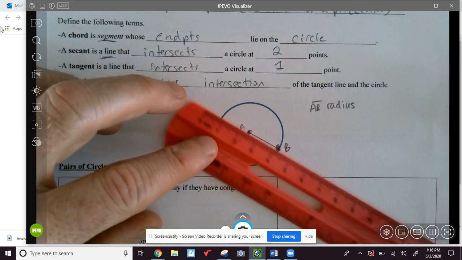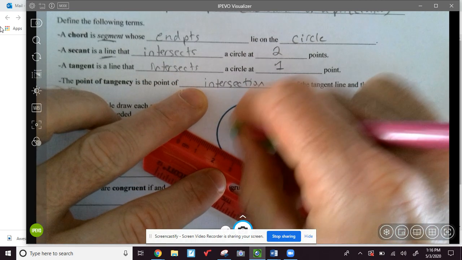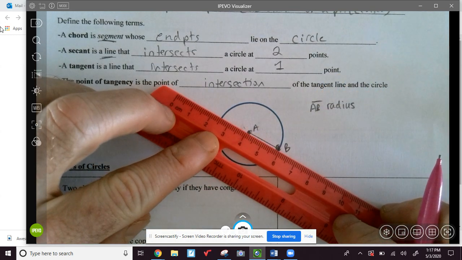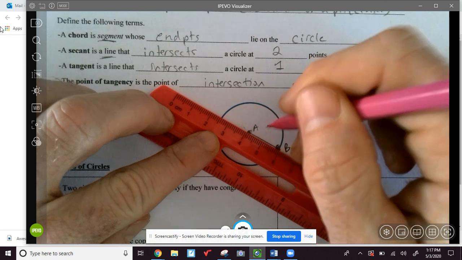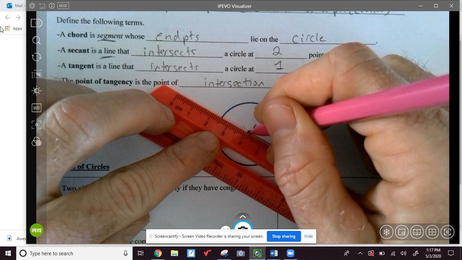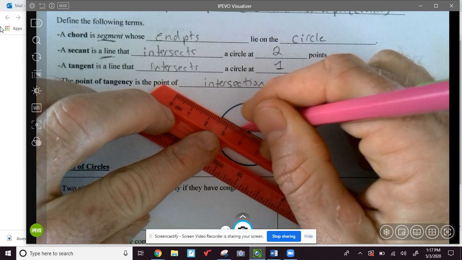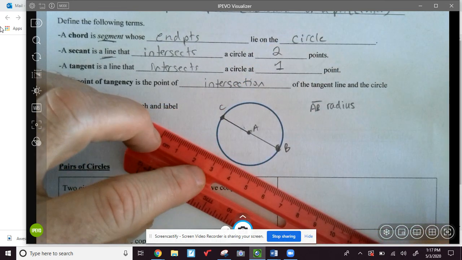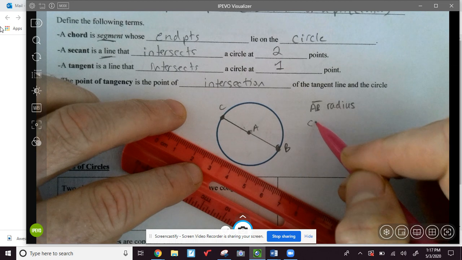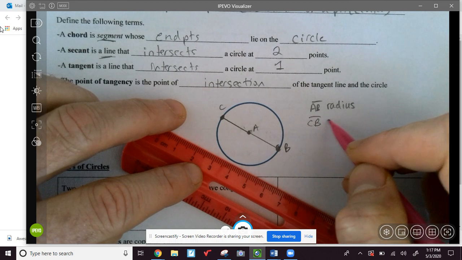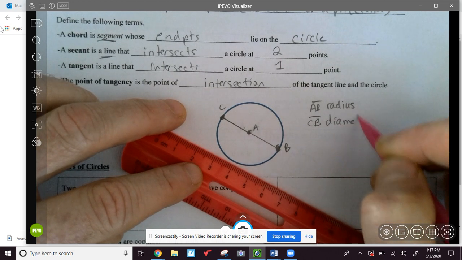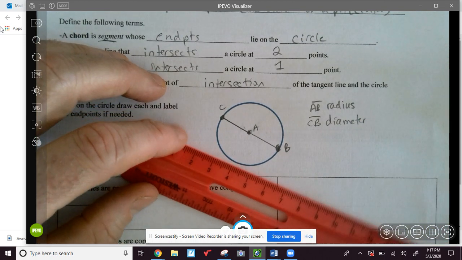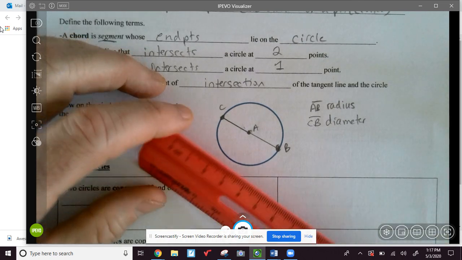Okay. All right, I want to erase that A. All right, so I want to extend my radius. I want to draw another radius, opposite the one I just drew. And so now we have a segment CB that is a diameter. Okay. All right, so now let's do some new segments and lines.